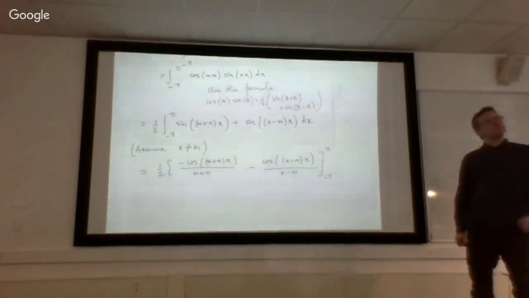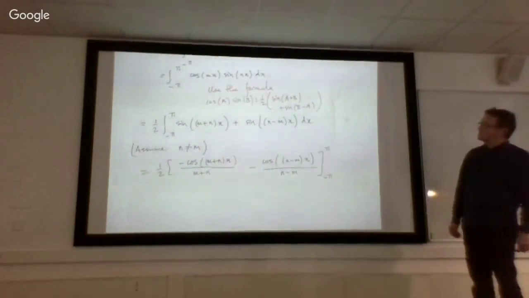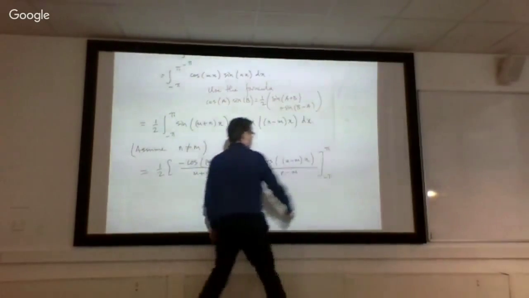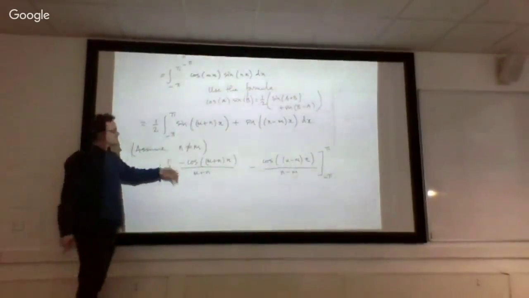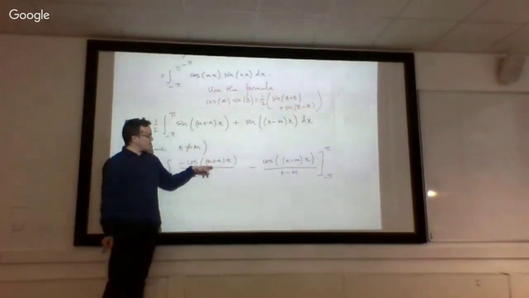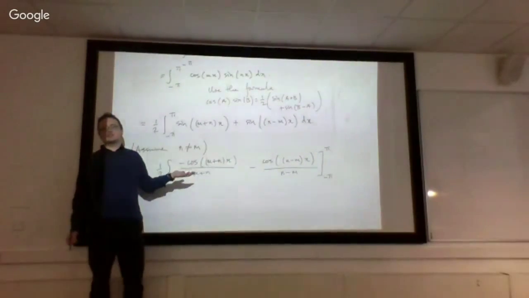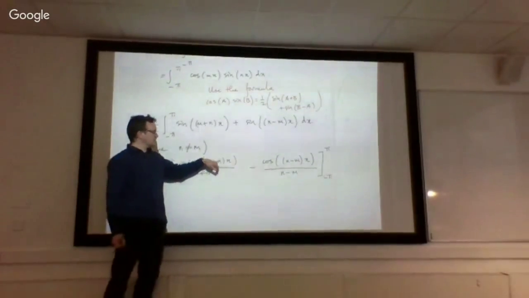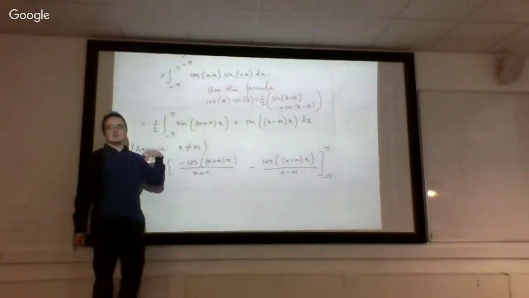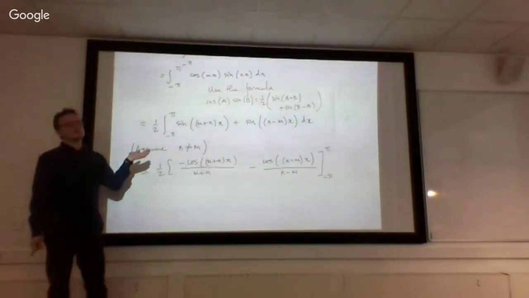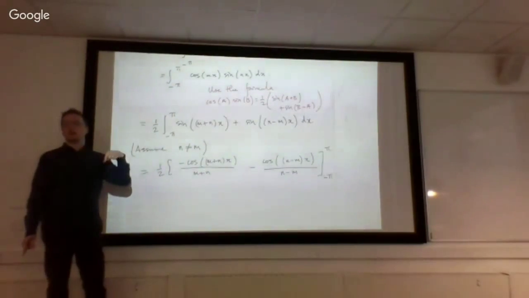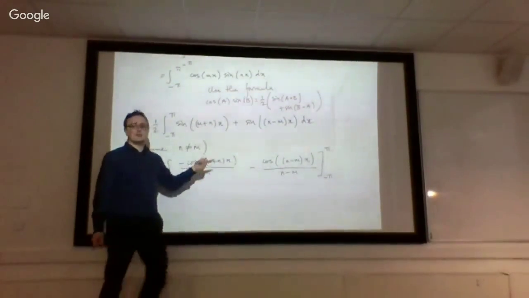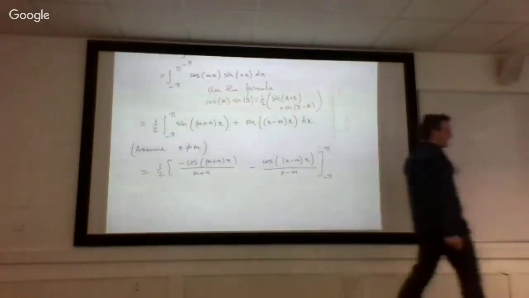Okay, maybe this is complicated to work out, but hang on a minute. When you evaluate this at pi and minus pi, you're just looking at cosine of m plus n times pi. Well, m and n are two integers, so you're looking at cosine of an integer multiple of pi. That's going to be either plus 1 or minus 1, depending on whether the sum m plus n is odd or even.